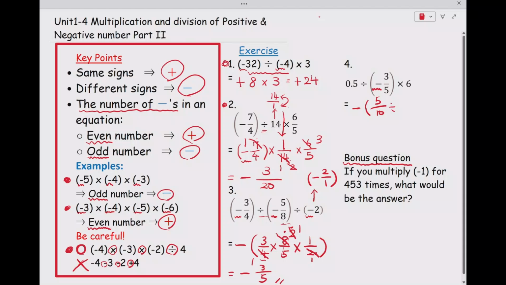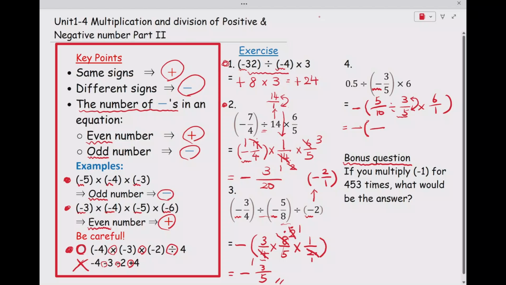So the original equation would be 5/10 divided by 3/5 times 6/1. And step 2. Convert all the divisions to multiplications. In order to convert the divisions to multiplications, just flip the fraction following the division sign upside down, and then replace the division sign with multiplication sign.